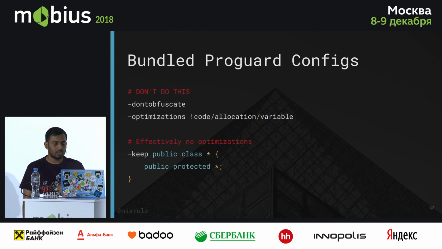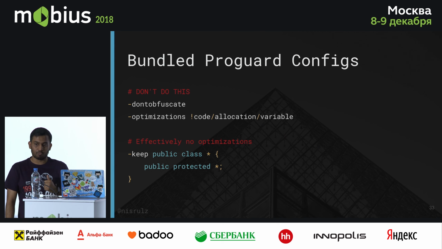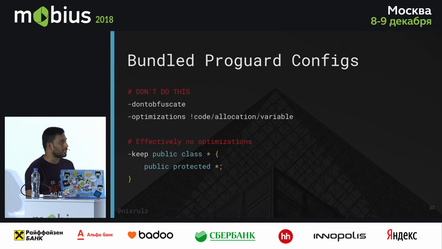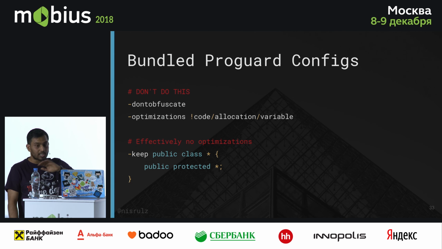But how can this go wrong? Well, if the library developer decides to add something called don't obfuscate, don't optimize, disable code allocation and variable changes, and also basically says keep the public classes which have public protected methods, keep them all, don't optimize them. Think of this.